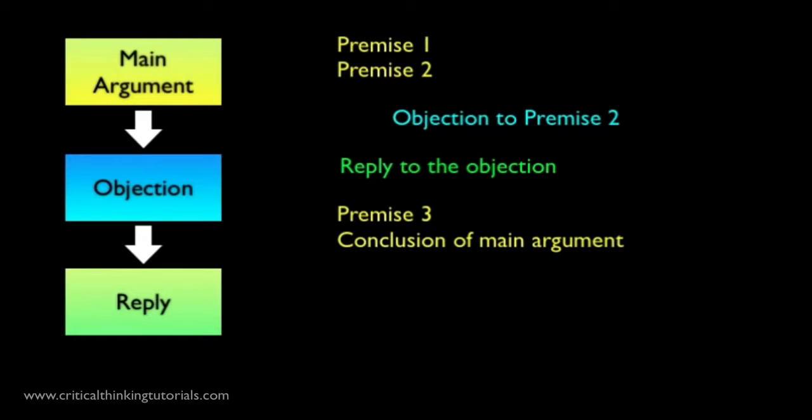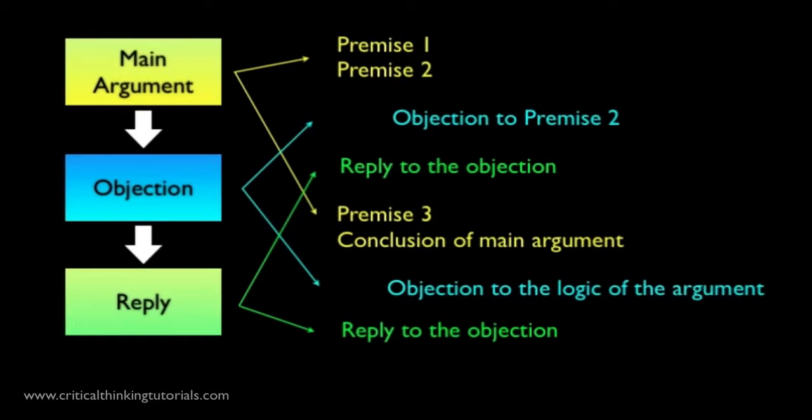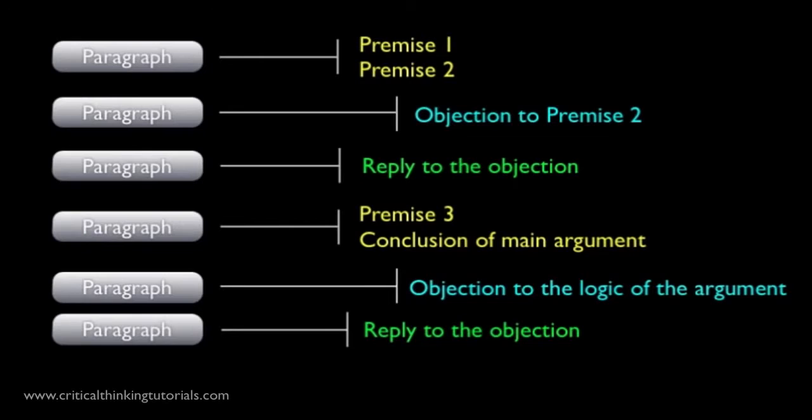You've dealt with one objection, but maybe now you want to consider another objection, one that turns on the logic of the argument as a whole. So you raise that objection and follow up with a reply. This is a perfectly good way of presenting the argument to the reader, even though some of the replies and objections are mixed into the presentation of the main argument. This is also a perfectly good way of organizing the essay into paragraphs.